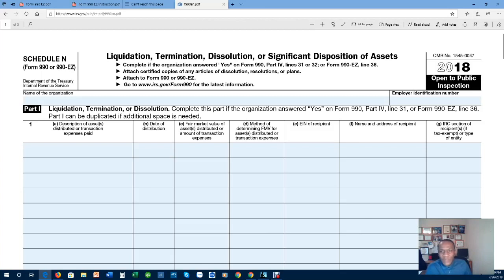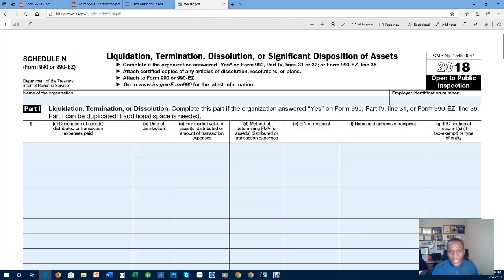Basically, this form must be completed if the organization answers yes on Form 990 Part 4, line 31 or 32, or on Form 990-EZ, line 36. So these forms are very important. When you file your Form 990 or 990-EZ and you answer yes to these questions, make sure that the necessary schedule applicable to those yes questions is also attached to your form. Otherwise, it will delay the processing of your 990 or 990-EZ form.